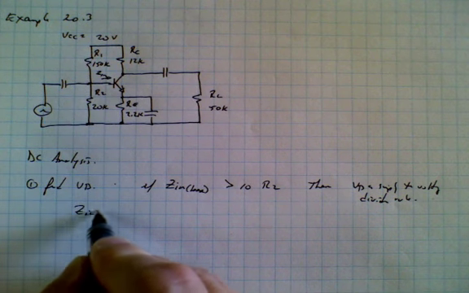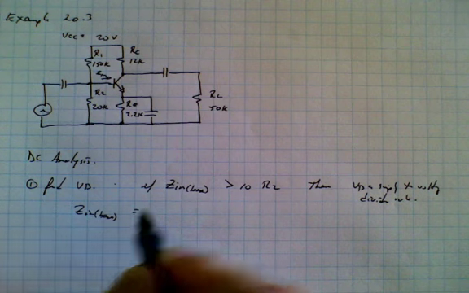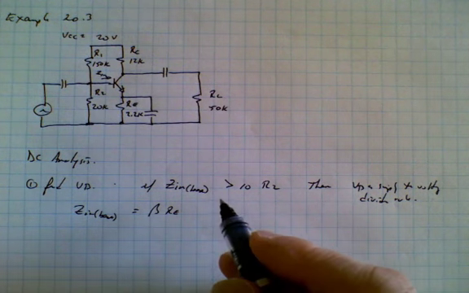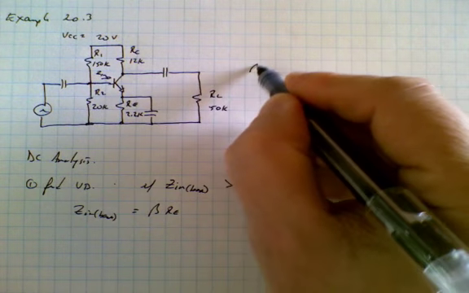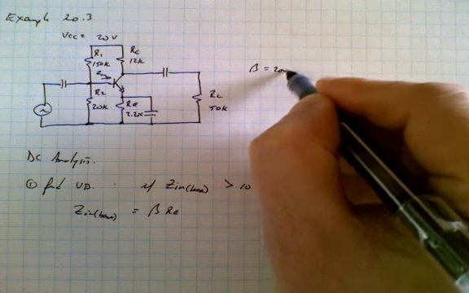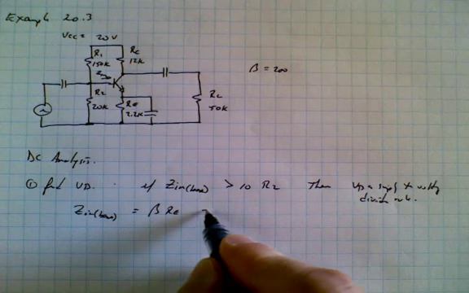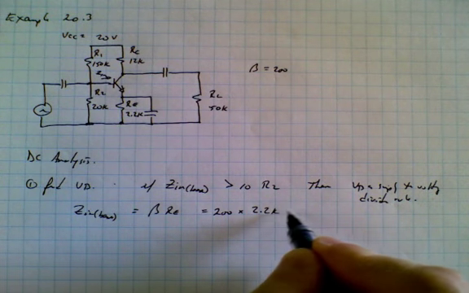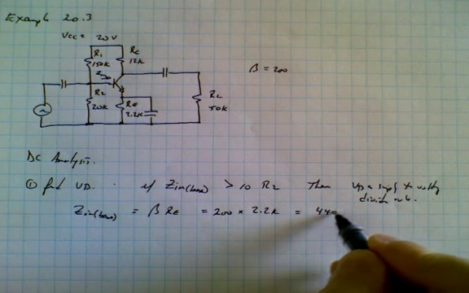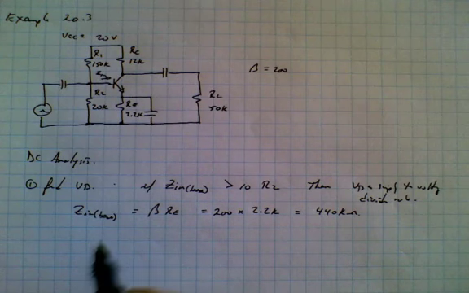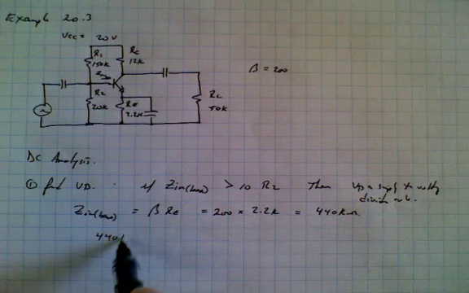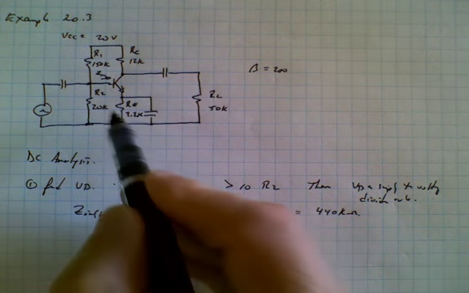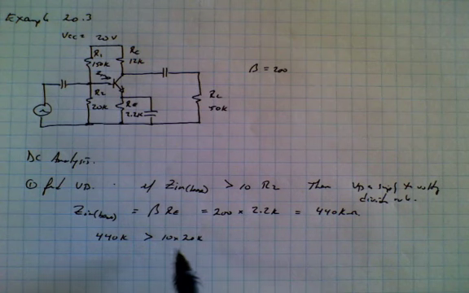Zin into the base of the transistor is equal to beta times Re. And in this particular example, we were told that the beta of this transistor was equal to 200. So here we have 200 times Re, 2.2K, and that equals 440 K ohms. Now 440 K, that in the base, is in fact greater than 10 times R2, which is 20K, because this only comes up to 200K.